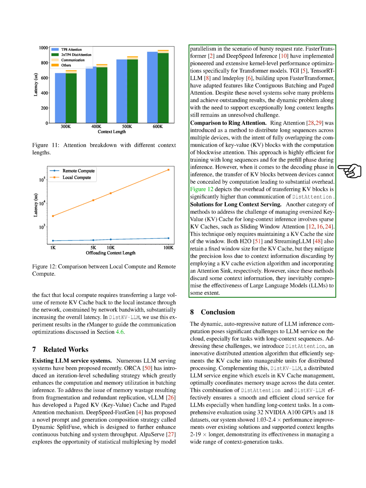Another category of methods to address the challenge of managing oversized key-value (KV) cache for long context inference involves sparse KV caches, such as sliding window attention. This technique only requires maintaining a KV cache the size of the window. Both H2O and StreamingLLM also retain a fixed window size for the KV cache, but they mitigate the precision loss due to context information discarding by employing a KV cache eviction algorithm and incorporating an attention sink, respectively. However, since these methods discard some context information, they inevitably compromise the effectiveness of large language models (LLMs) to some extent.